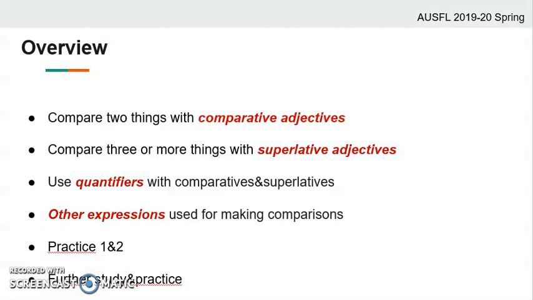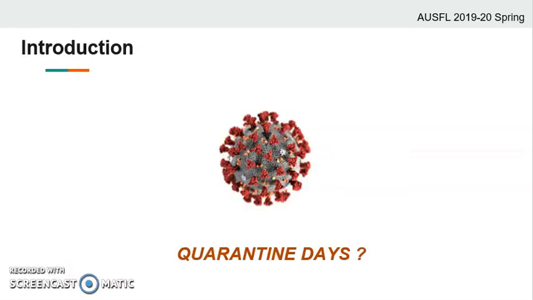First, let's get started with the overview of our video. At the beginning, we are going to remember how we formed comparative and superlative adjectives. Next, we are going to have a look at the use of quantifiers with comparatives and superlatives. After that, we are going to go over other expressions that are used for making comparisons. Next, we are going to have two different practice parts, and in the end, you're going to have some further study and practice suggestions. If you're ready, let's get started.